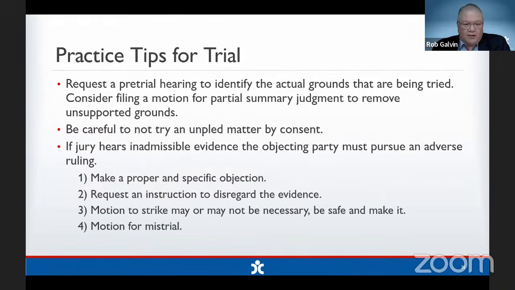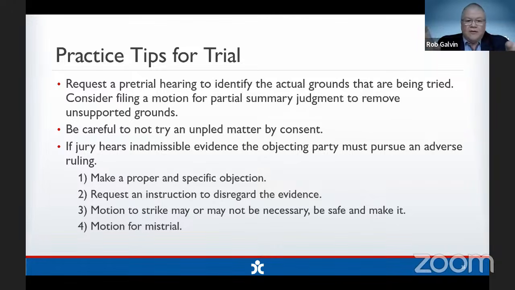There's a practice tip. One of the things that we put in here, there's three bullet points. The first is, if you have a really broad pleading, an original petition, try to narrow that down so you know what you're actually trying. Think about a partial summary judgment on some of the grounds if you can't get cooperation in narrowing it down to exactly what it is you're going to try.